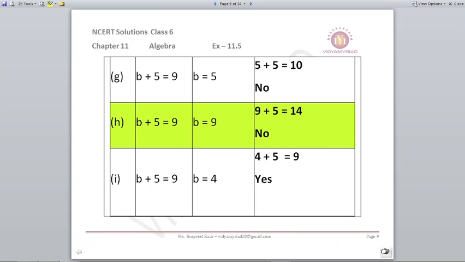B plus 5 is equal to 9 and B is equal to 4. So 4 plus 5 is 9. So left hand side is equal to right hand side. So our answer is yes.